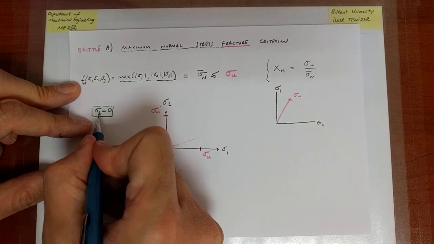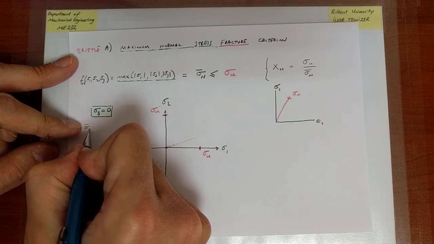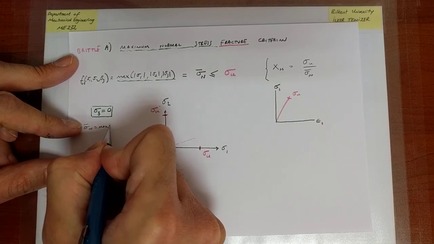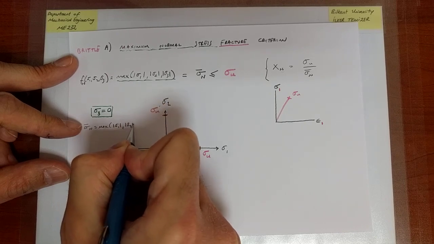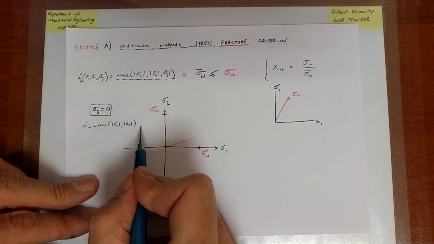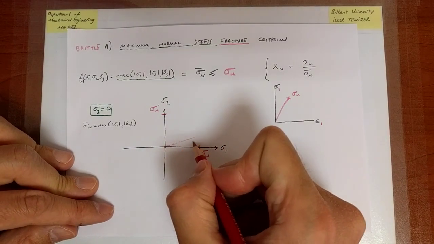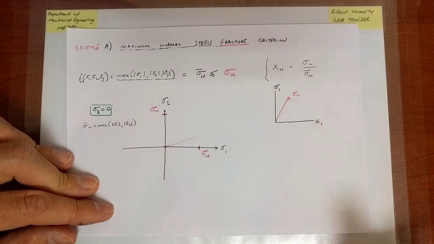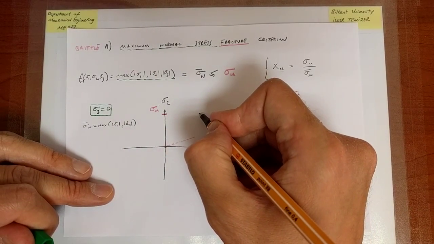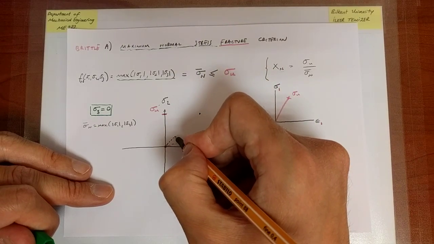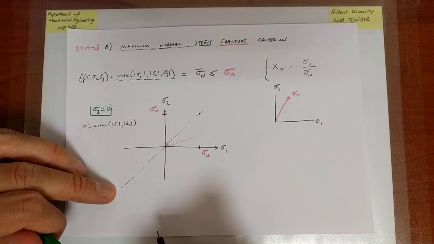As a consequence of sigma 3 being 0, I see that sigma bar n is equal to simply the max of sigma 1 and sigma 2, because the other one is 0. So that's the criterion I'm using, right? Eventually, I'm interested in when failure might happen. To see that, I can draw a line that has a slope of 1. In fact, let's do that in both directions.